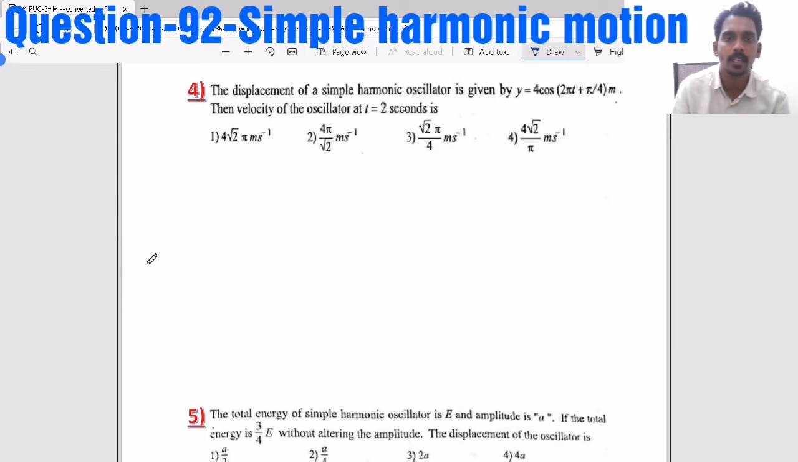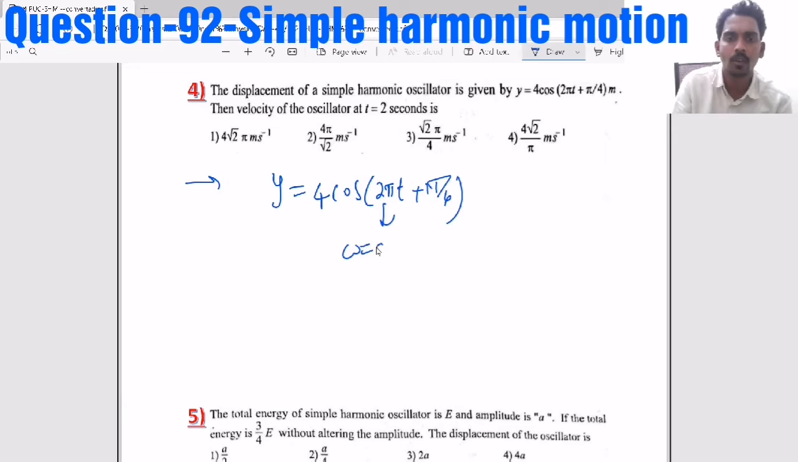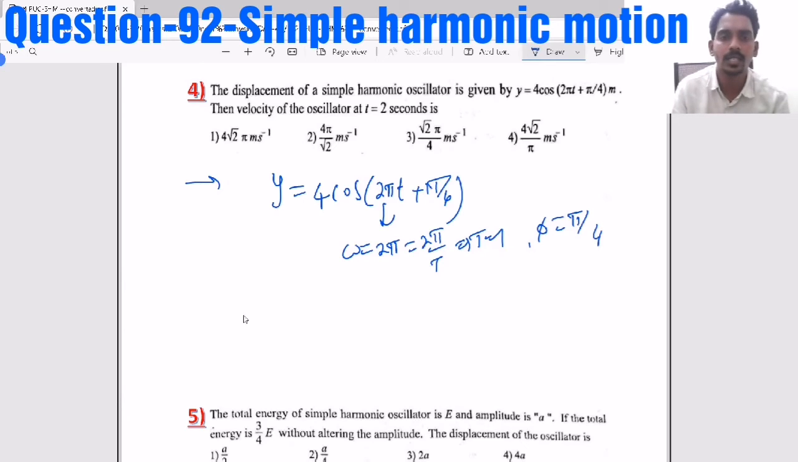Condition is important. Now here the displacement equation they have given as y equal to 4 cos(2 pi t plus pi by 4). So t coefficient means omega. Omega is 2 pi. Omega equal to 2 pi by T, so T equal to 1 if they ask. And initial phase is pi by 4. But they are asking the velocity of the oscillator at t equal to 2 seconds.